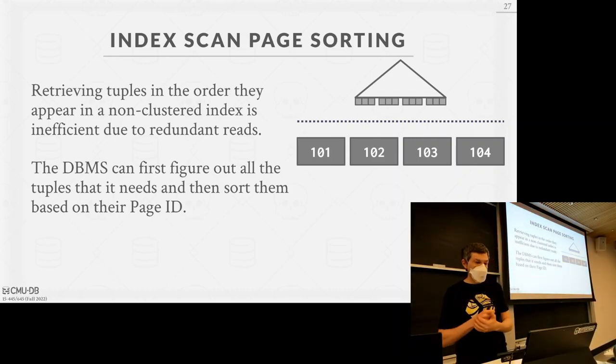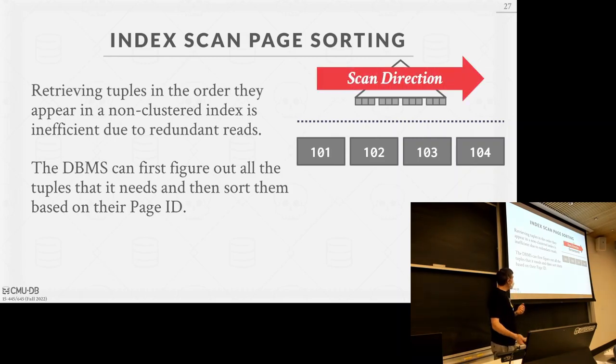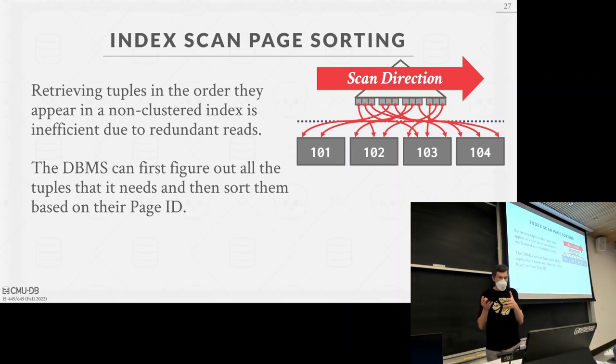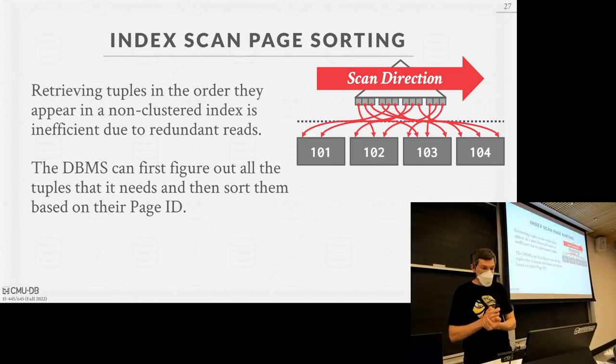This is getting a little into query execution, but this is a simple optimization we can talk about now. So I have my index. I'm scanning across the leaf nodes. But now my pointers point to different random pages, because the index is based on a different key than how my tuples are physically sorted in the pages.